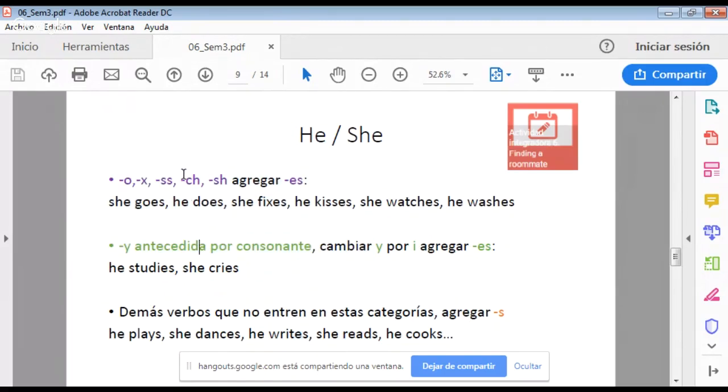Write termina en E, ni en esta ni en esta. Dance termina en E, no entra ni en esta ni en esta. Play, la Y nos pudiera confundir un poco y decir, pero está entrando en esta categoría. No, porque en el caso de play, la Y está antecedida por una vocal, no por una consonante. Por eso no tiene cambio alguno y play se convierte en plays. ¿Ok?